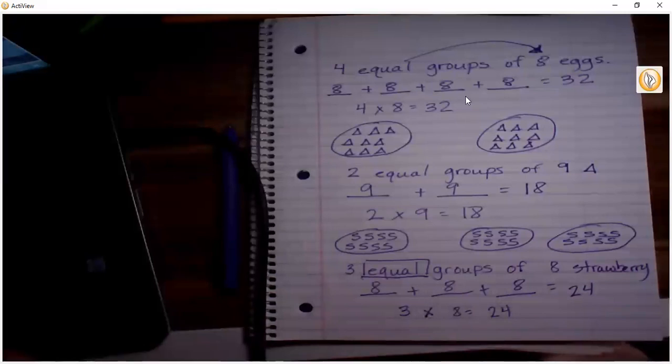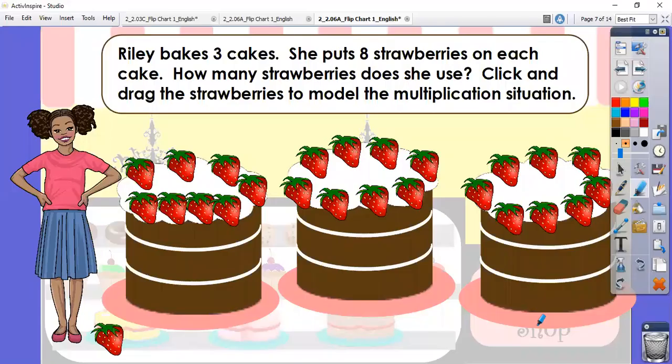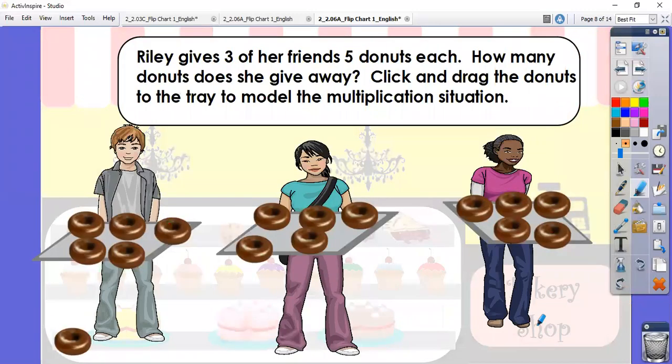Hey, let's go and take a look back at our flip chart, see what our next one has for us. Here we have some donuts. Riley gives 3 of her friends 5 donuts each. How many donuts does she give away? Well, let's go and represent this in our notebook. So I've switched my paper over. I ran out of space. And I'm going to draw a picture that represents what's going on.